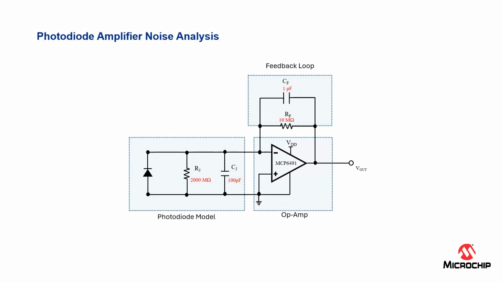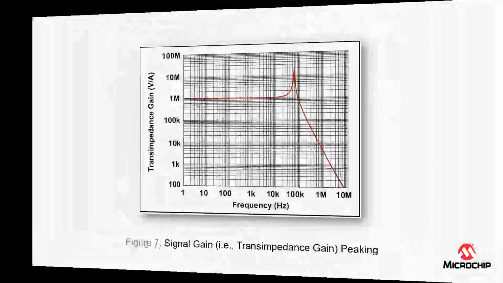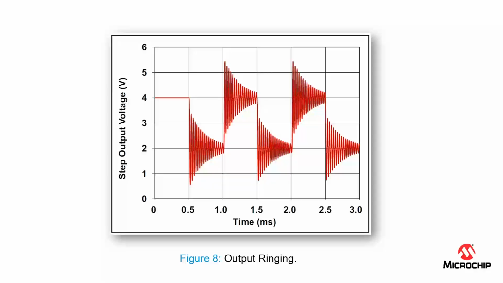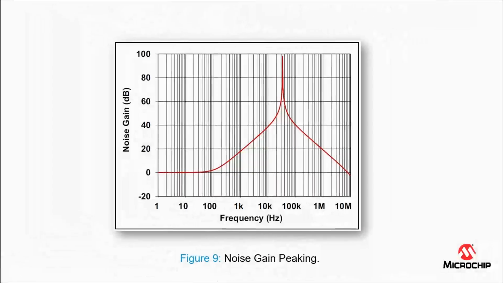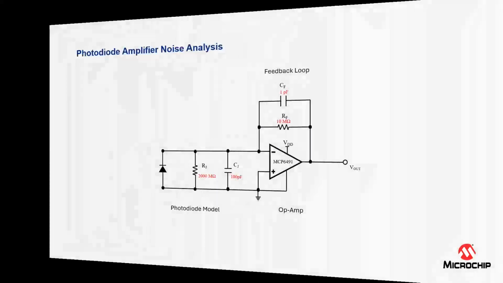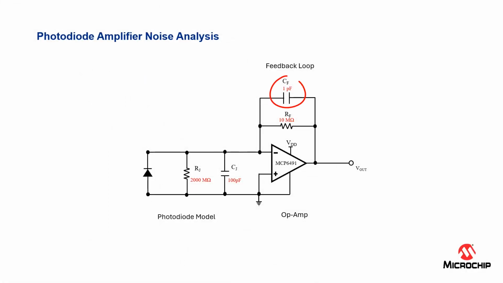Now, the Photodiode amplifier does not always behave as desired. The gain peaking and step-out ringing are typical phenomena which could happen in frequency and time domains. The noise gain peaking results in very high output noise levels, which may severely degrade the integrity of the output signal. This phenomena can make the Photodiode amplifier very unstable. To fix this, a small capacitor can be added in the feedback loop to eliminate the gain peaking, step-out ringing, and the noise gain peaking issues.